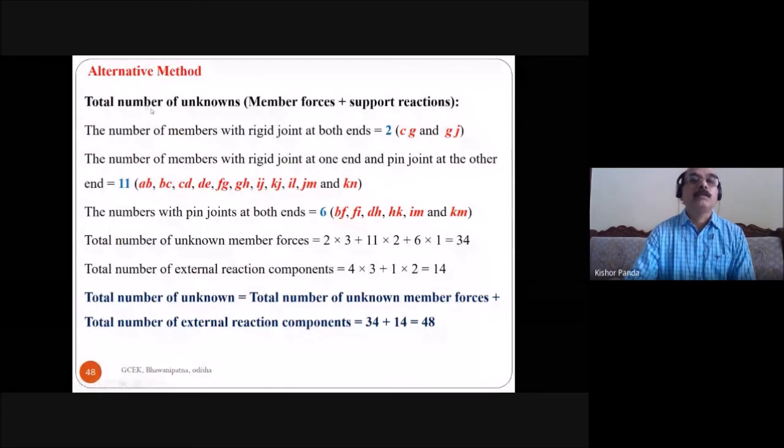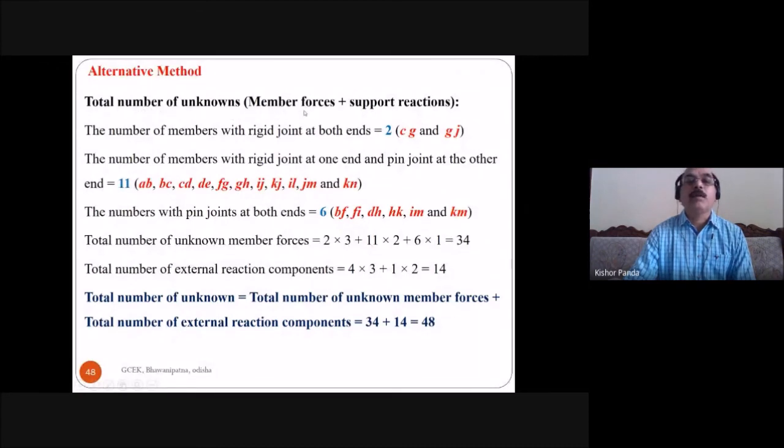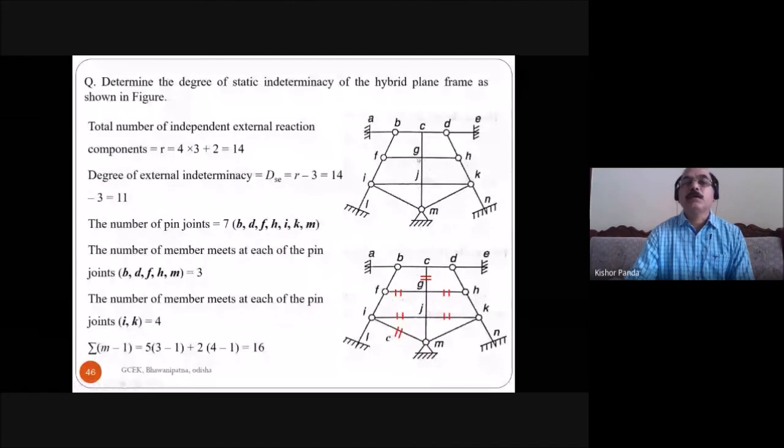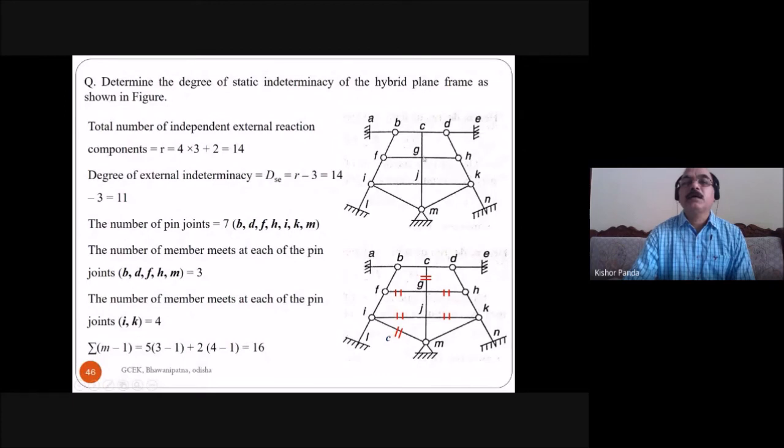In the alternative method you have to find the total number of unknowns, meaning the total number of unknown member forces plus support reactions. First you have to count how many members have both ends rigidly connected, how many members have one end rigid and the other end pin jointed, and how many members have both ends pin jointed. First you have to count here: how many members have both ends rigidly connected? This is rigidly connected, this member is rigidly connected at both ends, and this member is also rigidly connected at both ends.